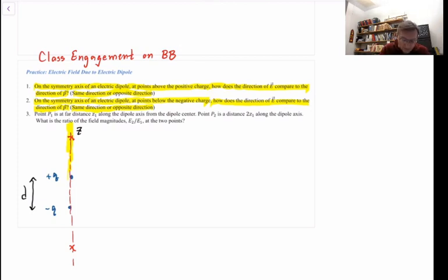And then the third question, let's pick a point P1 that's a far distance z1 along the dipole axis from the dipole center. Okay, far away, it's a distance z1. That's point P1. Point P2 is at a distance 2z1, twice as far along the dipole axis. What is the ratio of the field magnitudes, E2 over E1, at the two points? The point 2 and then point 1.